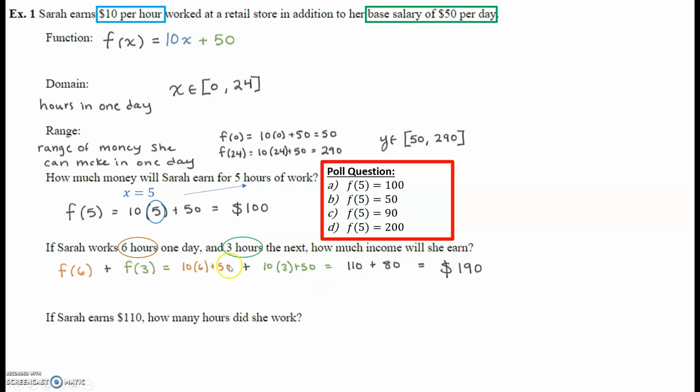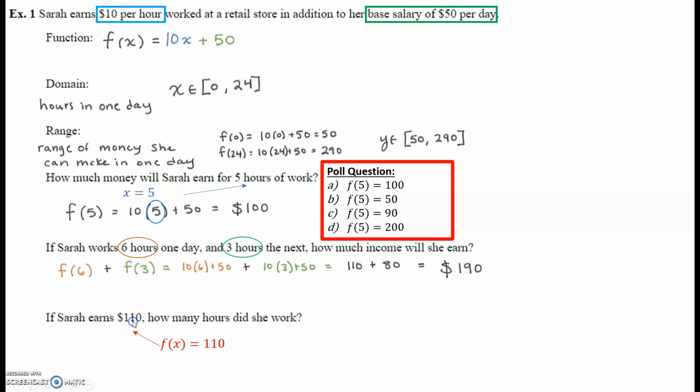So if Sarah works 6 hours one day and then 3 the next, she's going to make $190. What if Sarah made $110? How many hours did she work? So she made $110. How many hours did she work?